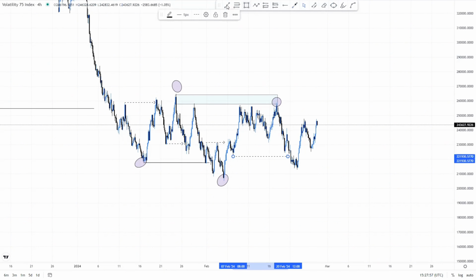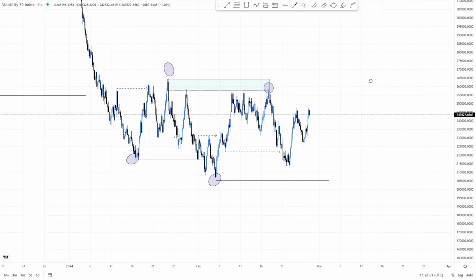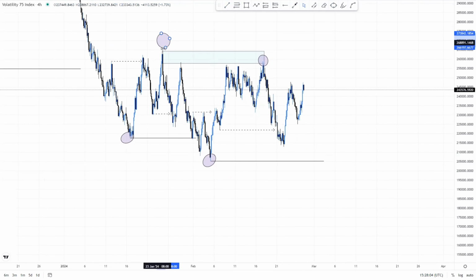So you can see on the 4 hour, they are still sort of in a bearish market, right? You can actually see that's a lower high up there. That's a lower high as well here, right?